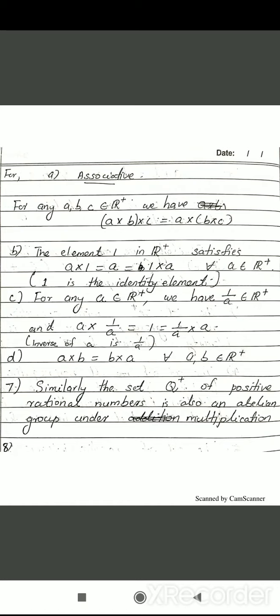for any A belonging to R plus. So, 1 is the identity element. And for any A belonging to R plus, we have 1 by A belonging to R plus. Therefore, A into 1 by A equals 1, the identity element, that's equal to 1 by A into A. Therefore, the inverse of A is 1 by A. And clearly A into B equals B into A for any A, B belonging to R plus. So, R plus under multiplication is a group. Similarly, the set of positive rational numbers is also an abelian group under multiplication.